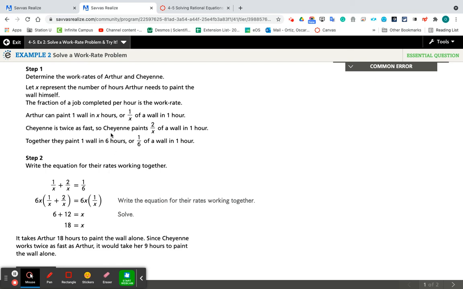Remember that at the beginning, we said that Arthur can paint the wall in x hours. So if Arthur takes 18 hours, since Cheyenne is 2 times faster, she will do it in half of the time, which is 9 hours to paint the wall alone. You can also get that because 2 over 18 is the work rate for Cheyenne.